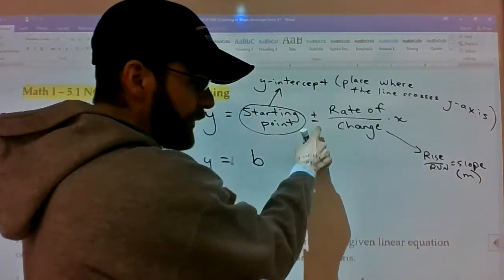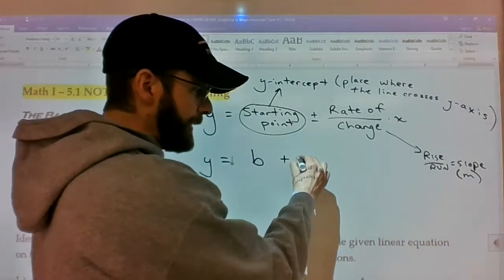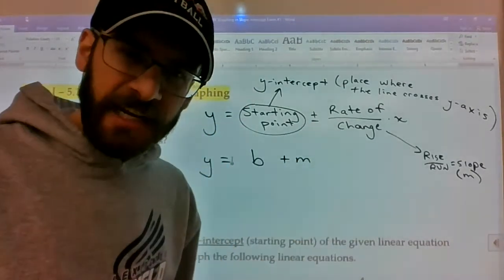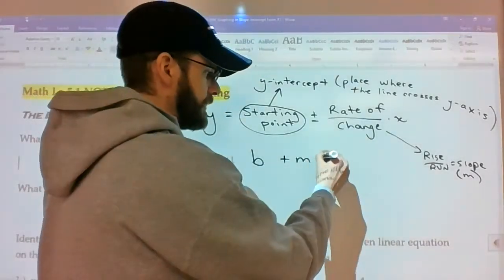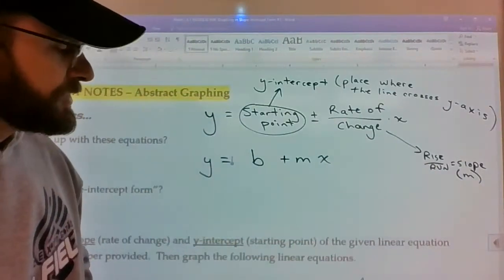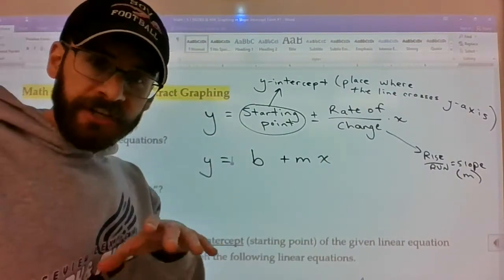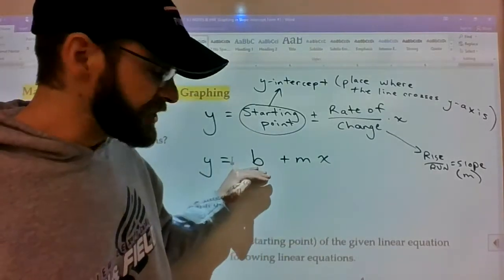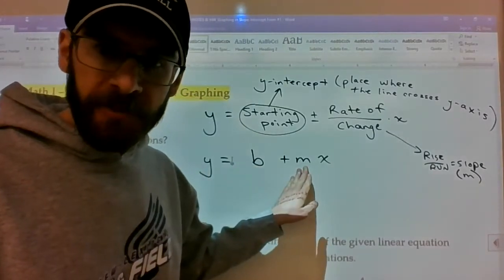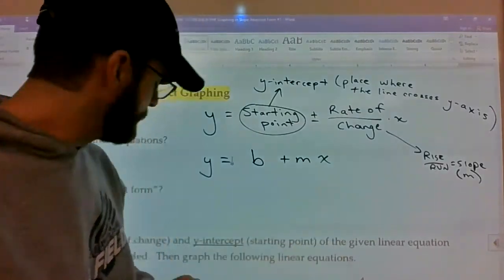So what we can do is we can just say plus m, so that if it is a negative slope, then that will just be like a plus negative something. And then multiply that by x. So every single equation should have this kind of structure to it, where you get one starting point number, one number that alters the rise over run.